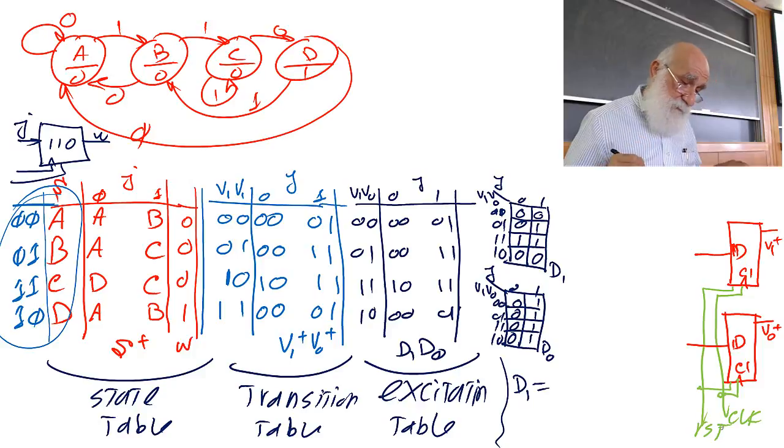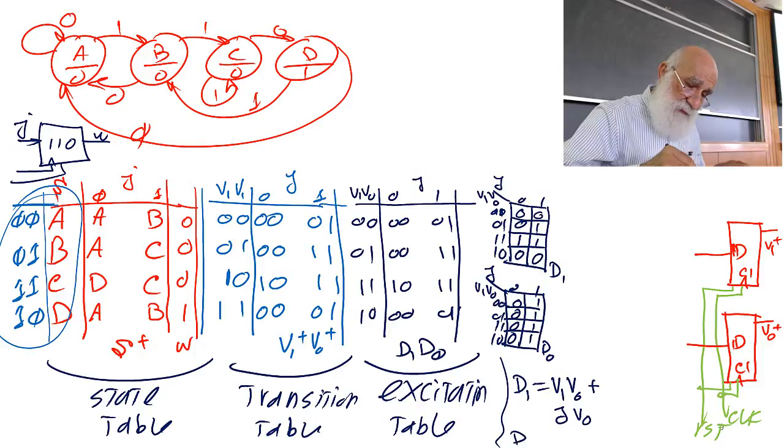D1 becomes V1 and V0 ANDed together, ORed with J and V0. D0 simply becomes J.